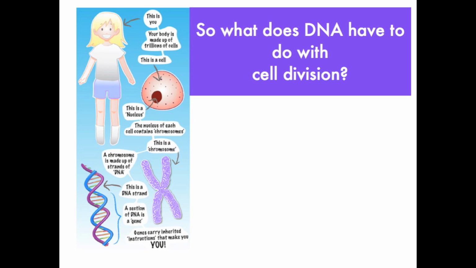So what does DNA have to do with cell division? Cells are amazing at dividing and making sure the new cells have the right amount of DNA. But what's really more interesting is the information that's in our DNA and how we inherit our genes. Get ready to explore where the instructions that make up you come from.